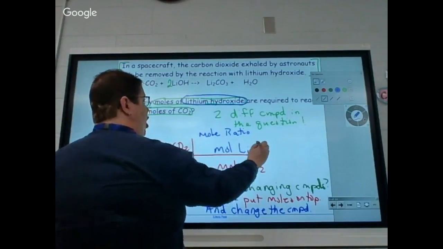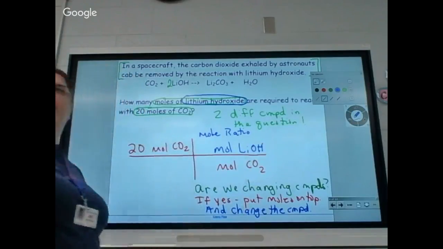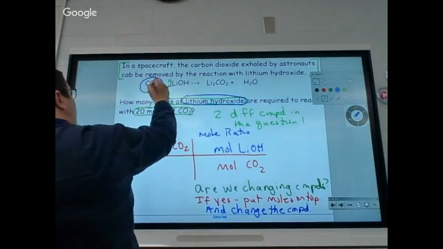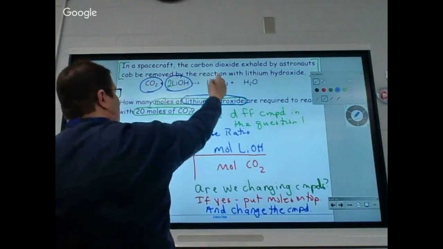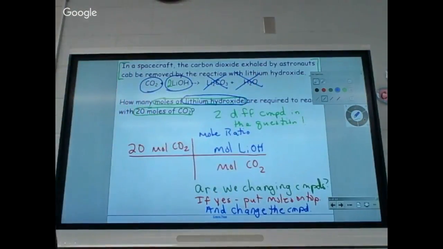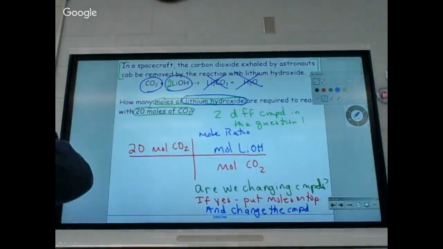Now, in my chart, I will only have 2 compounds. The one they gave me and the one they asked me for. They gave me CO2. They asked me for lithium hydroxide. I don't need anything about those 2. Okay? I don't care about those 2. I only want to know about the one they gave me and the one they asked me about.